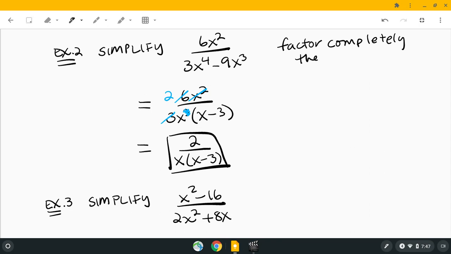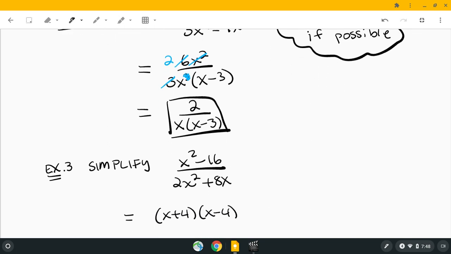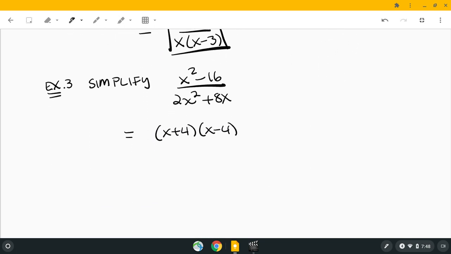Then cancel, if possible. Okay, so that's what you're doing for these problems. Factor completely, then cancel if possible. So here, we're going to factor completely.